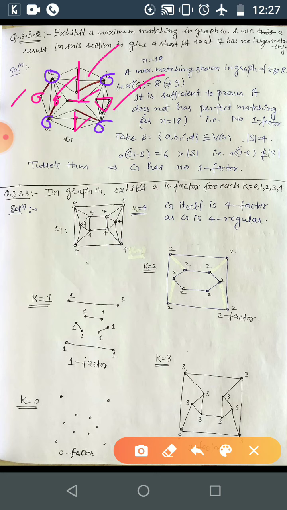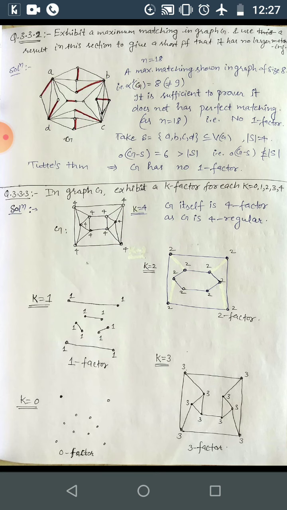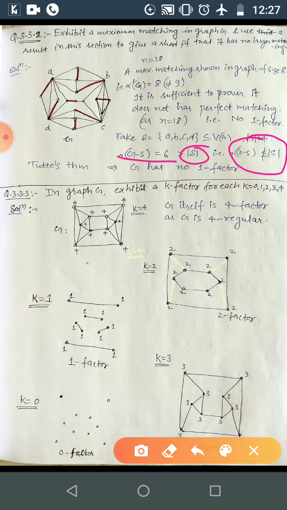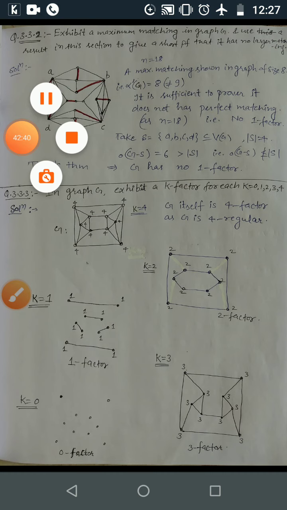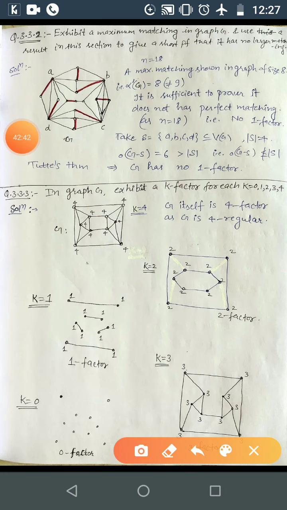So all are odd. The total number of odd components is 6, which is greater than 4, correct? The cardinality of S is 4. So this is Tutte's theorem. By Tutte's theorem, this does not satisfy Tutte's condition. So there does not exist any 1-factor, which means there does not exist any perfect matching, okay.